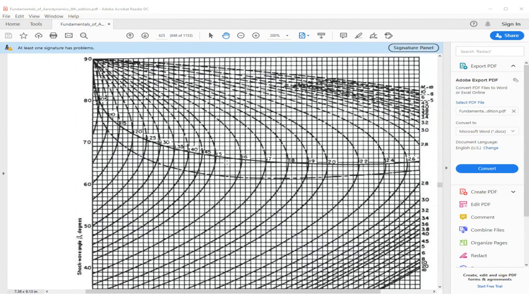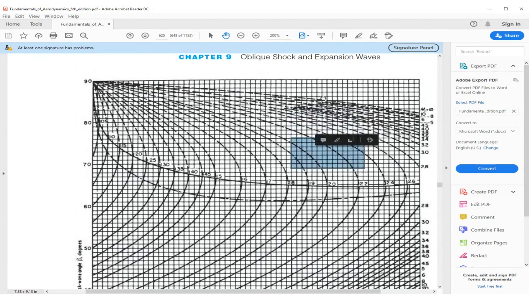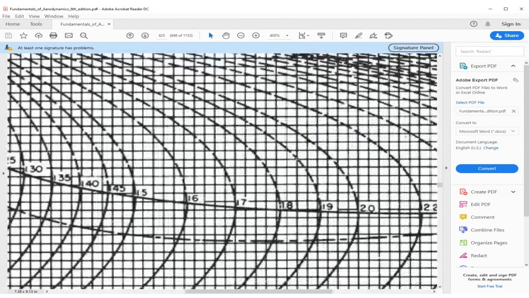So all these dashed lines up here at the top, I know it's a little tricky to see them, but these dashed lines all correspond to the strong shock solution. Mm-hmm.